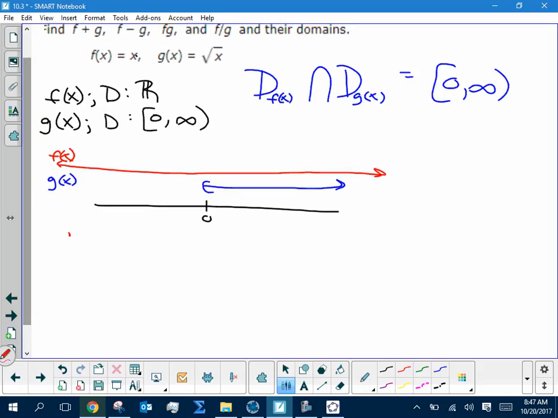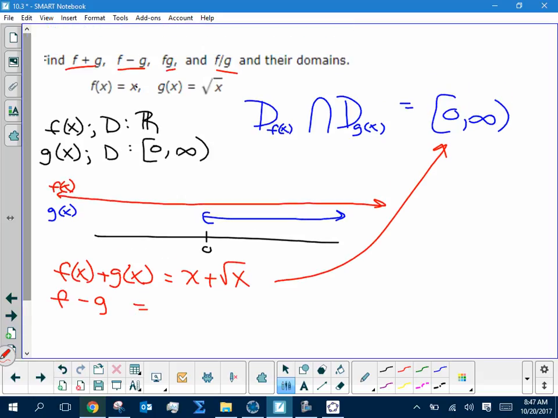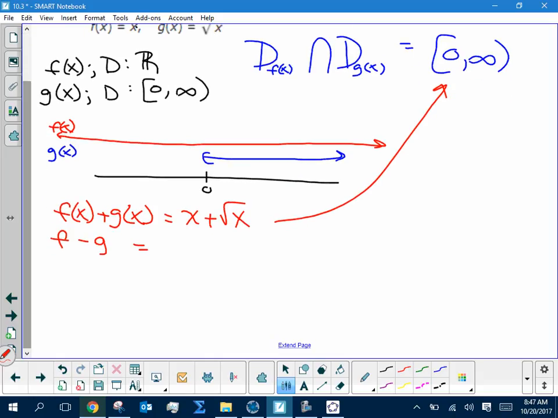If I have f of x plus g of x, that's going to be x plus root x. Domain again, that domain. If I go f minus g, and you start to see that WebAssign is tired of putting the of x on there. That might be a notation that you see every once in a while. I'm getting tired of writing that, so that's why I'm going to do it. But f minus g is going to be x minus root x. F times g is going to be x times root x.